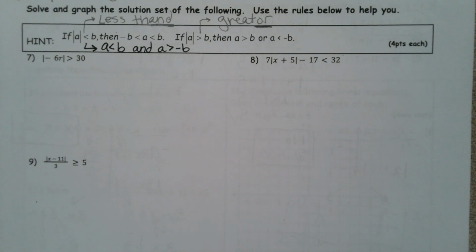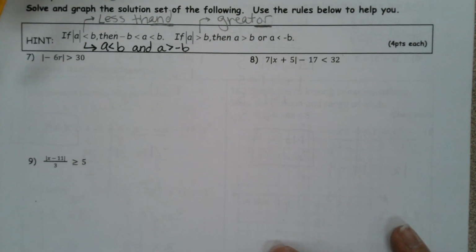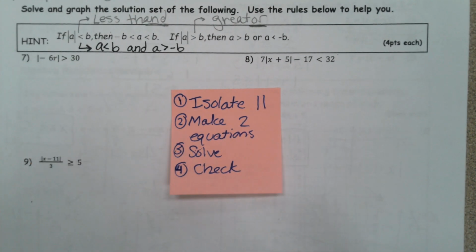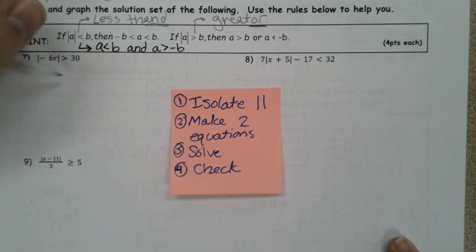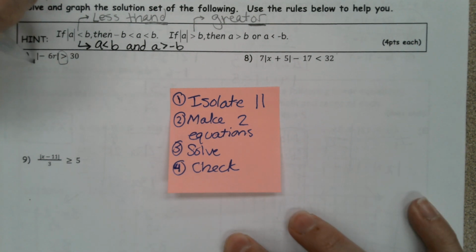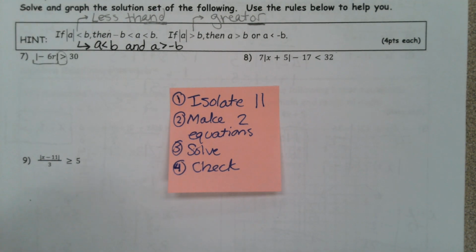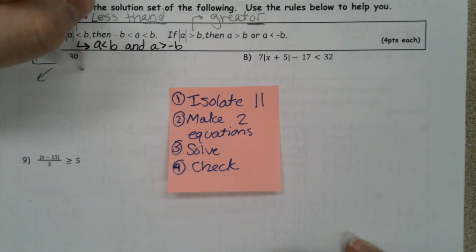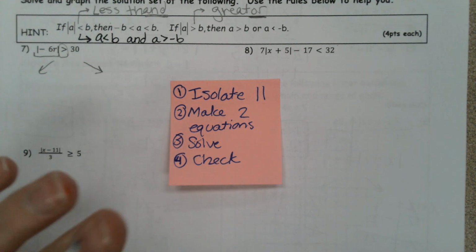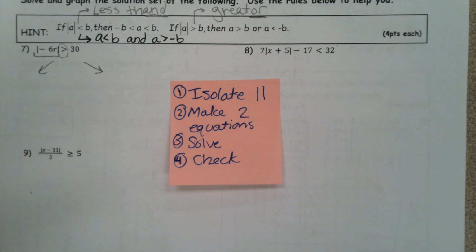Number 7, absolute value of -6r is greater than 30. So we're still going to follow the steps that I wrote out here. How they look in this problem is just a little bit different. So we have our inequality symbol, and I'm going to circle it just to create left side, right side. We see that our absolute value is by itself, as it should be. So now we can make our two equations. When we do this, there's an extra step here for the inequality. You have to ask yourself, and or. You have to figure out which scenario you have.